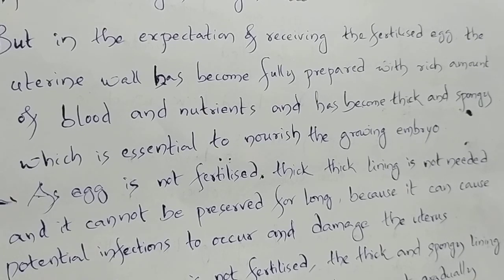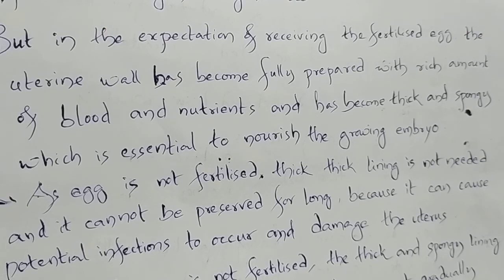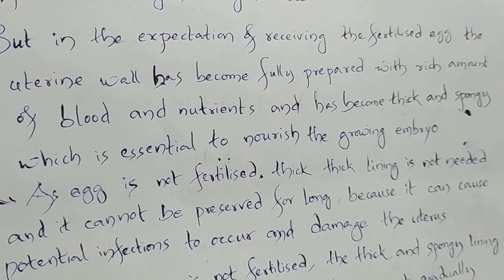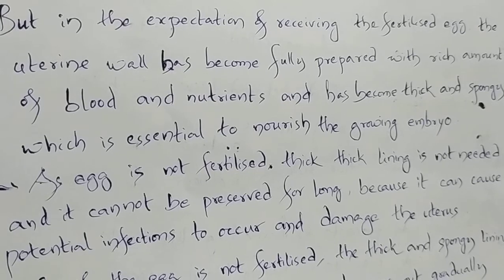The uterine wall has already been prepared with a rich amount of blood and nutrients, and it has become thick and spongy. If the fertilized egg has not arrived and didn't get embedded, then what will happen? As the egg is not fertilized, the thick lining is not needed for this uterine wall, and it cannot be preserved for a long time because it can cause potential infections to occur and damage the uterus, right?